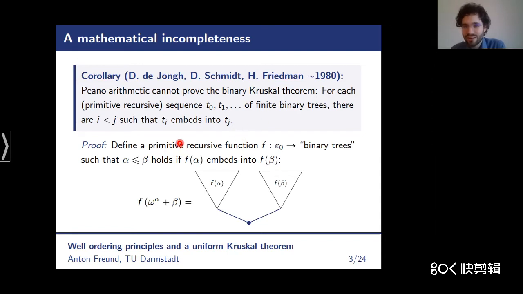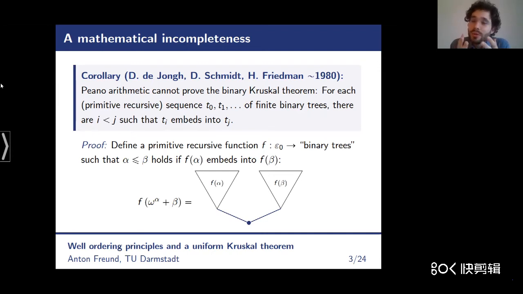Then by Kruskal's theorem, you will know that some earlier tree embeds into a later tree. But then, since we have just discussed that this map is order reflecting, we will know that the ordinal from which this earlier tree comes is bounded by this later ordinal that corresponds to the later tree. So in our sequence of ordinals, we will have an inequality of this form, and that means precisely that epsilon 0 is well-founded.